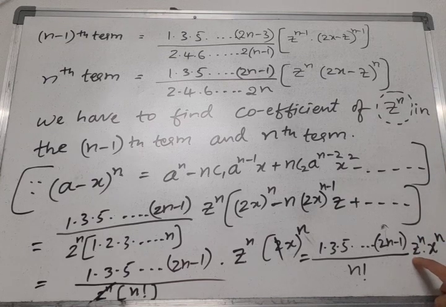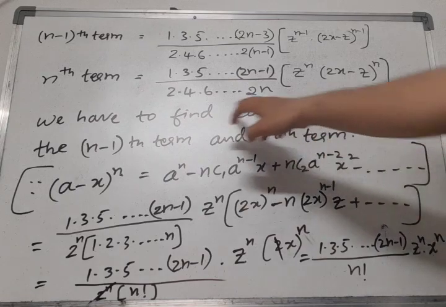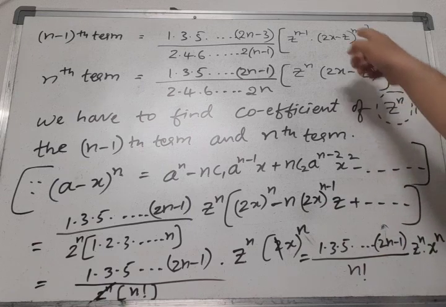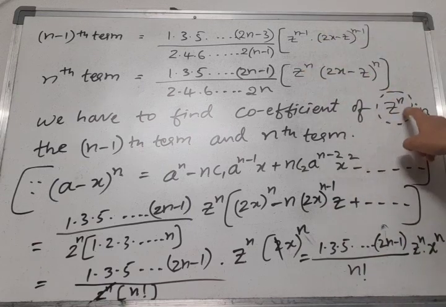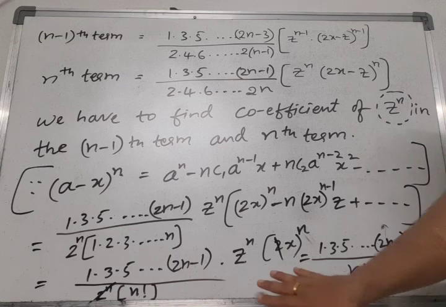So the coefficient of z power n is, just closing z power n, the remaining is: 1 into 3 into 5 into so on 2n minus 1 by n factorial into x power n. So this is called the coefficient of z power n. In the nth term, we found the coefficient of z power n. Now we are going to find the coefficient of z power n in the n minus 1th term also. Up to here, is it clear?